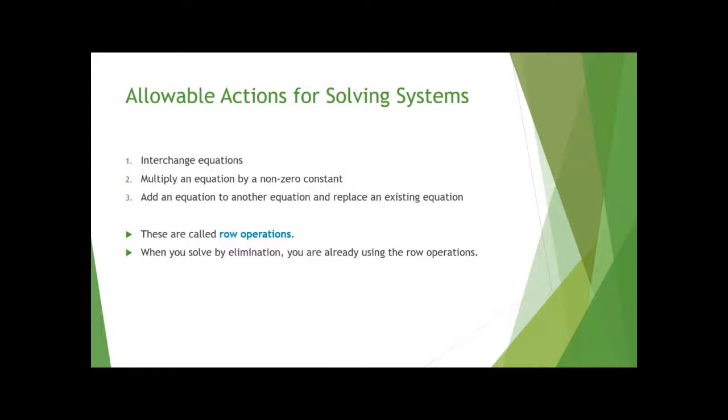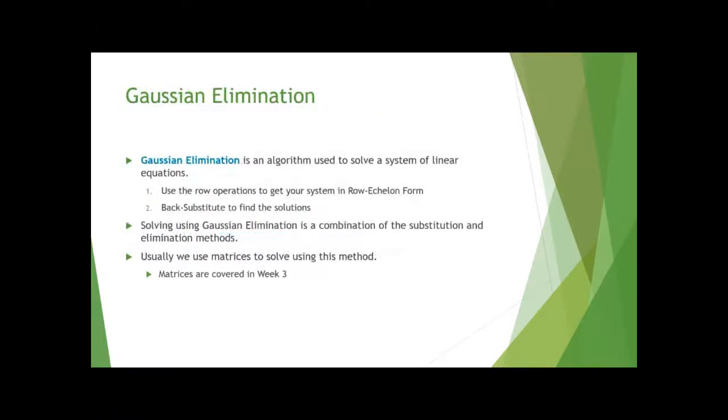So these three things are called row operations. They're operations that we do on rows. And we've already done this when we solve by elimination. Basically, we're not doing everything, but we've used these ideas already. So this brings us to Gaussian elimination. Gaussian elimination is an algorithm used to solve a system of linear equations. You use your row operations to get your system in row echelon form. And then once you have that form, you back substitute so that you can actually get the solutions.